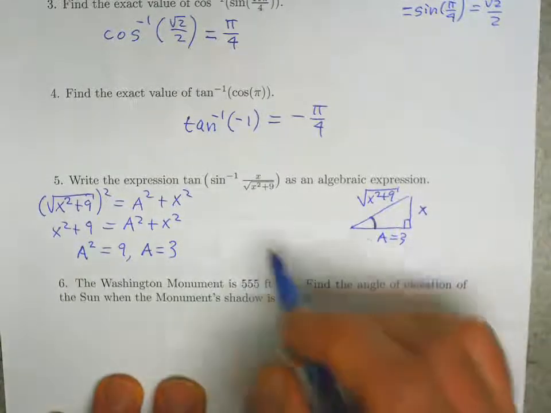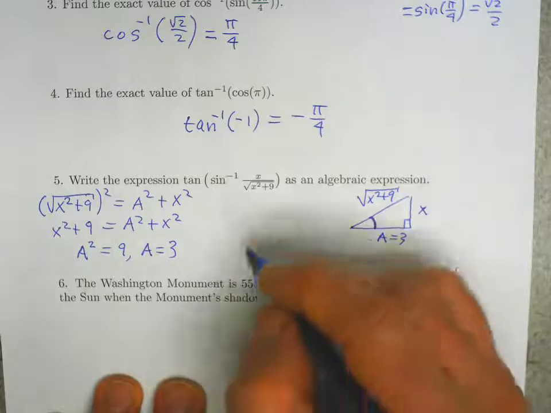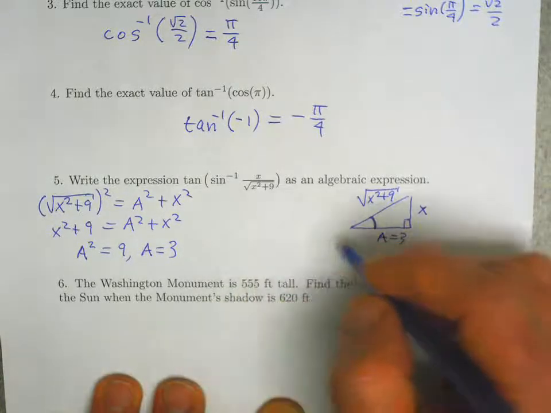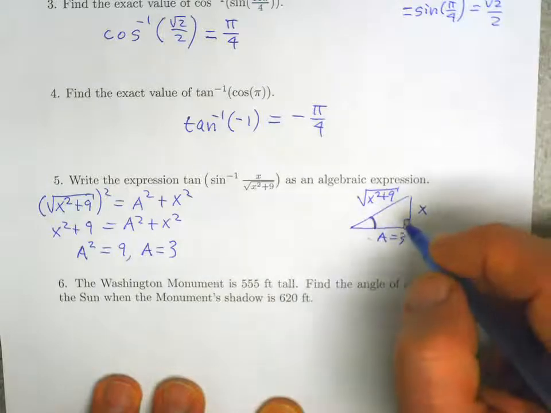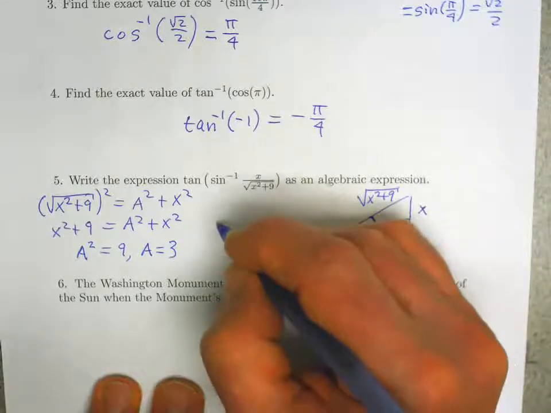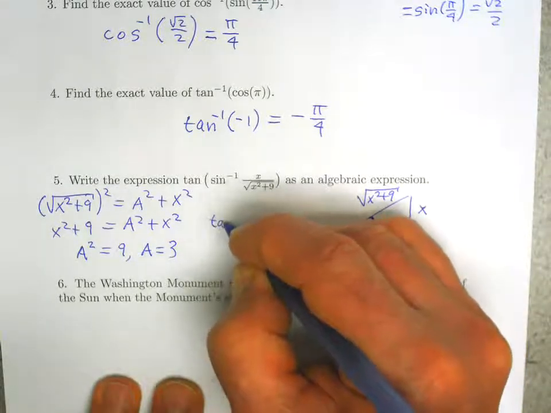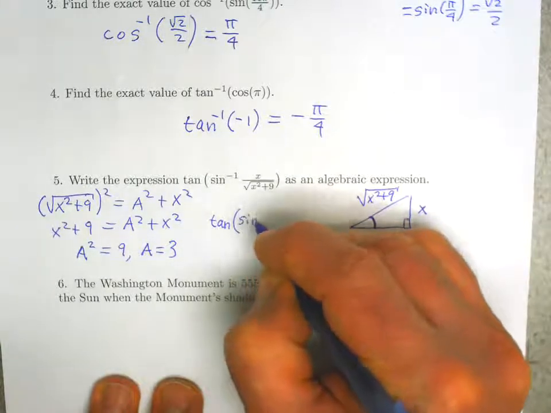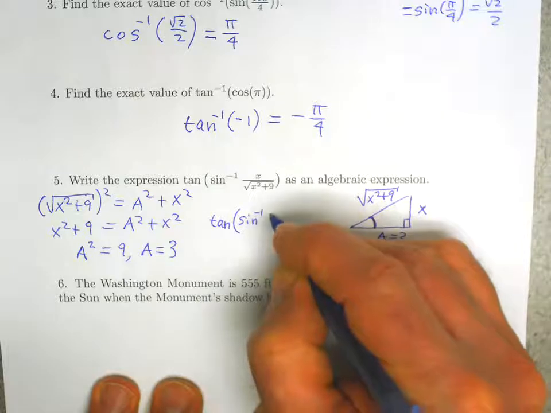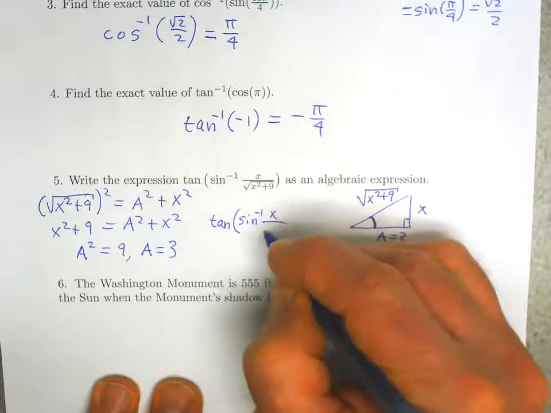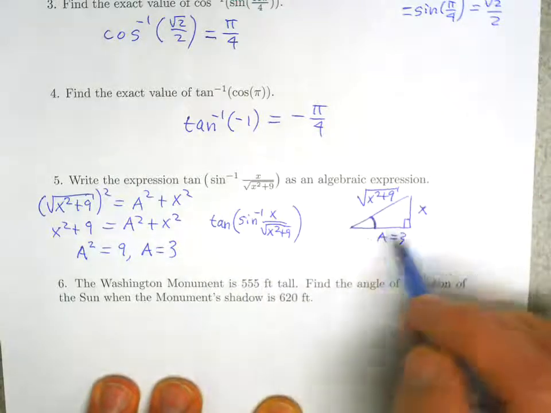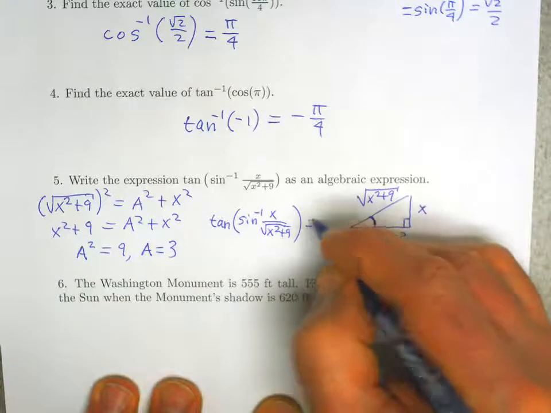And so the tangent then, so I'm trying to get out of rewriting that whole thing, but I guess I'll just do it. The tangent of inverse sine of x over the square root of x squared plus 9, the tangent of that angle is x over 3.